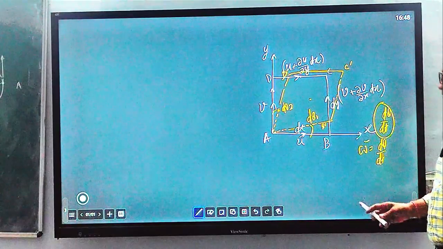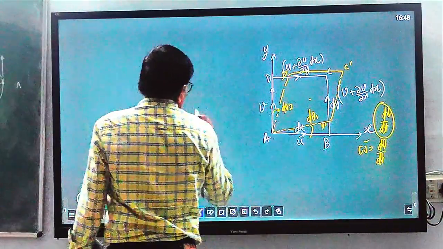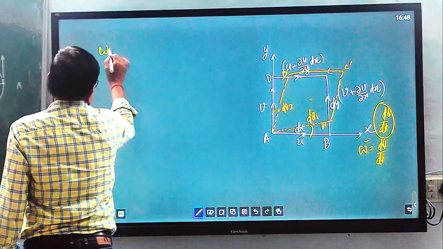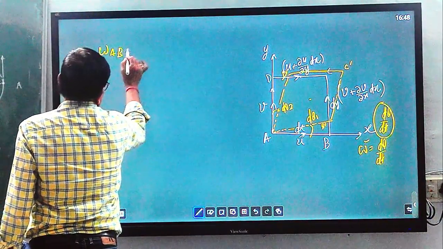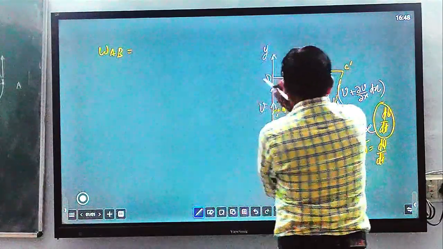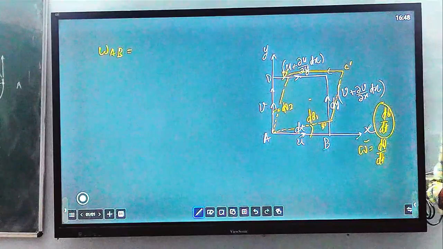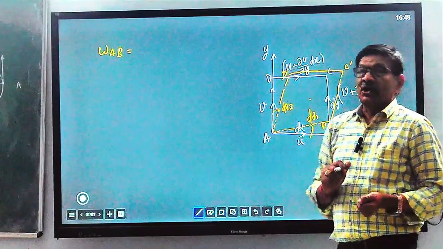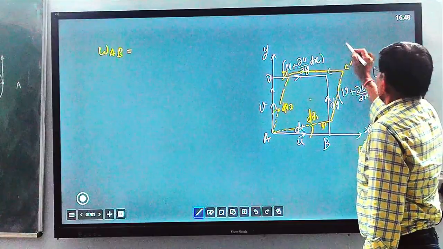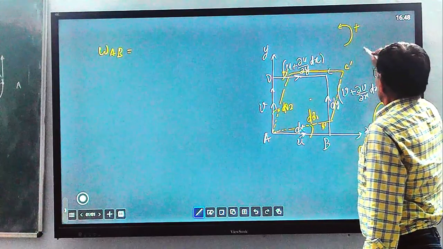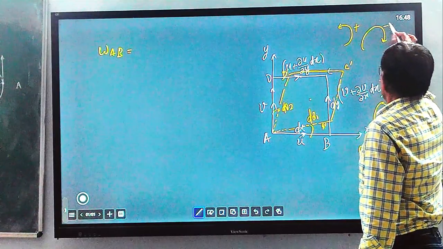Here we want to find the rotation of the first side, omega AB. This is rotating about this point. We take anti-clockwise rotation as positive and clockwise as negative. This one is positive and this one will be taken negative.